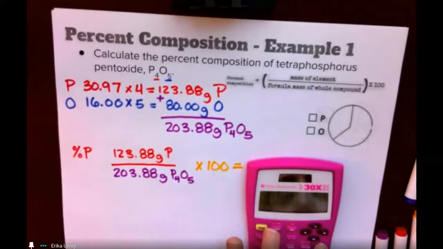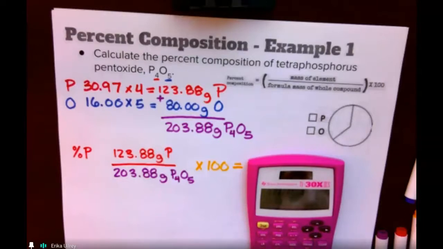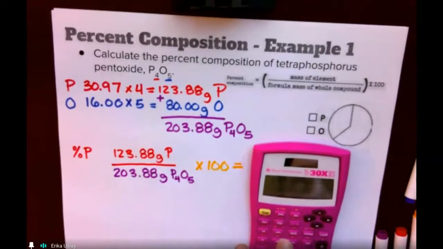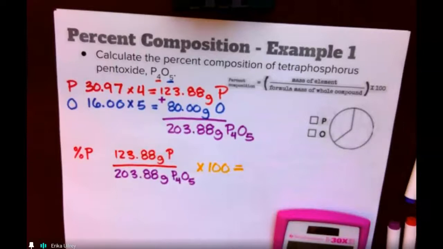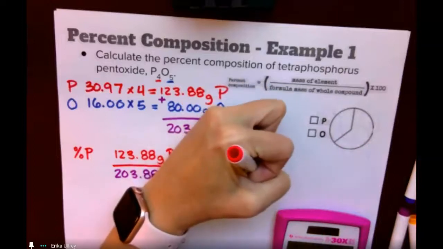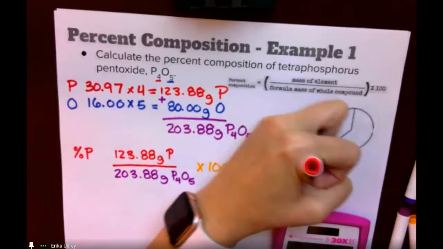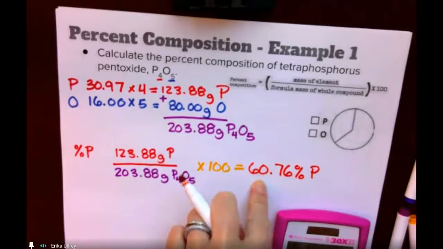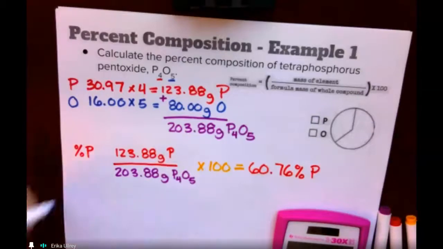So I'm going to put that into my calculator. 123.88 divided by 203.88 times 100, and we're going to get 60.76%. So of this 203 grams, 60% of it comes from phosphorus. Now we're going to turn around and do this for oxygen.